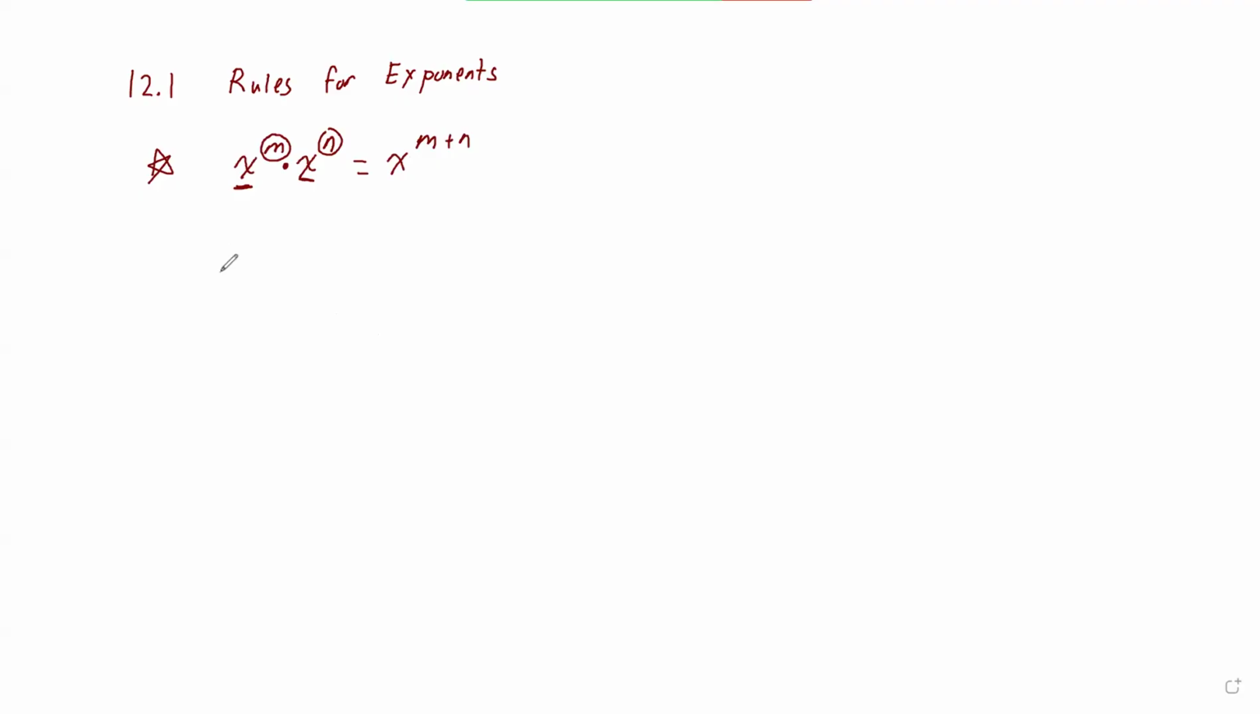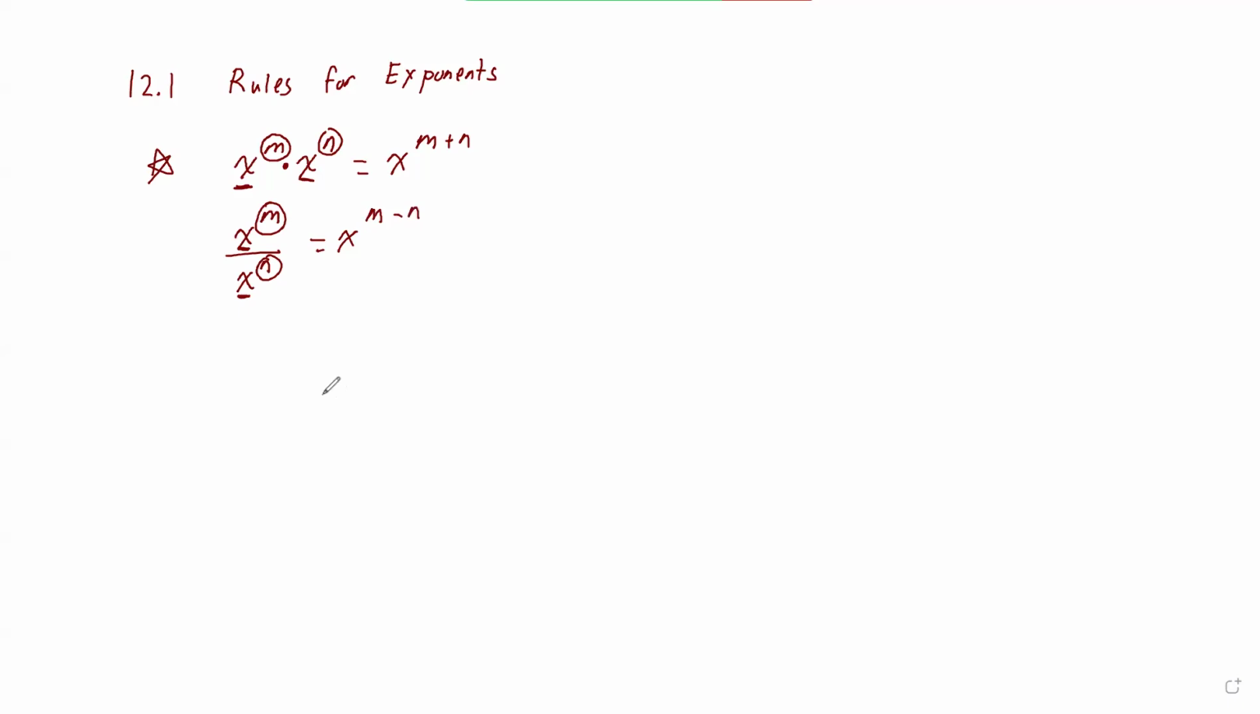All right, the next one is if you are dividing like bases, again, meaning that these values are the same, then you're just going to subtract these exponents. So in this case, the answer would be x to the m minus n.